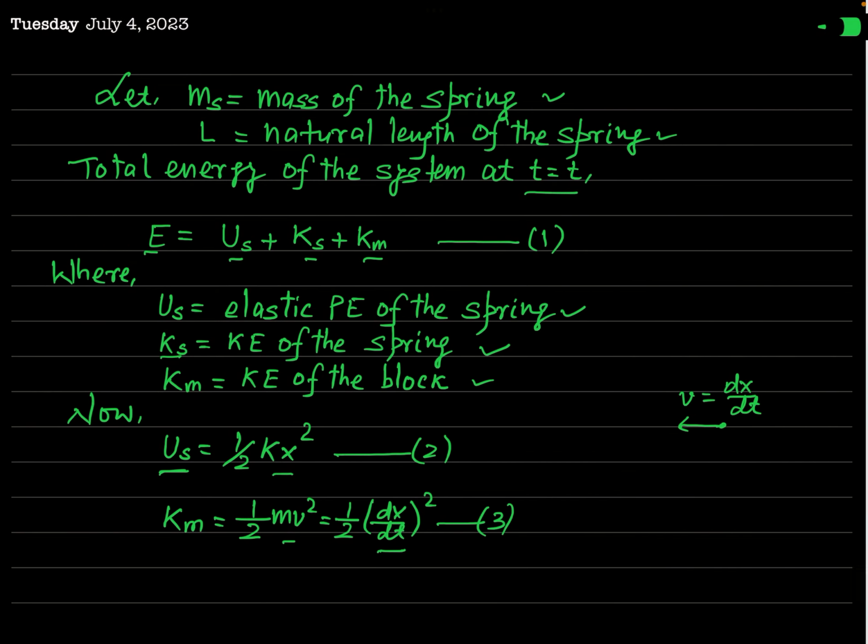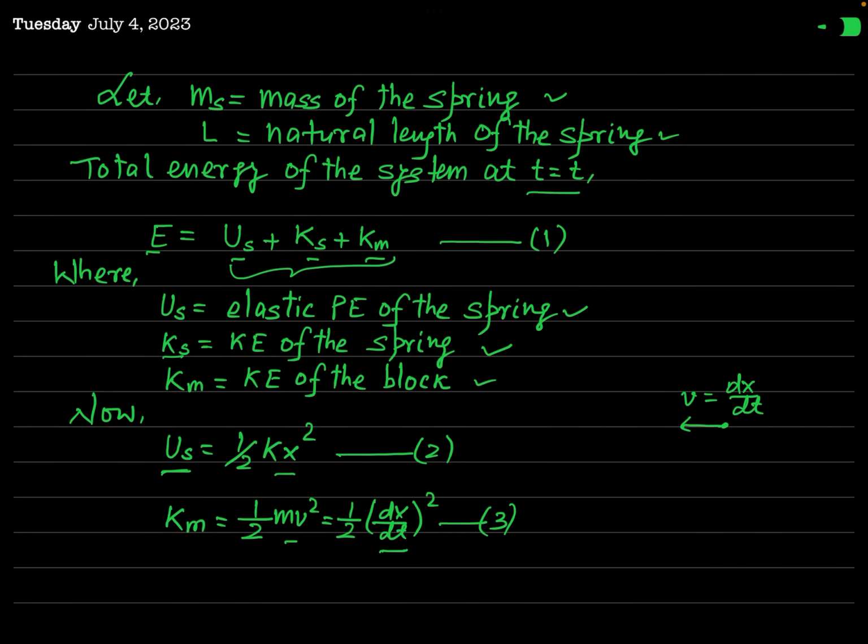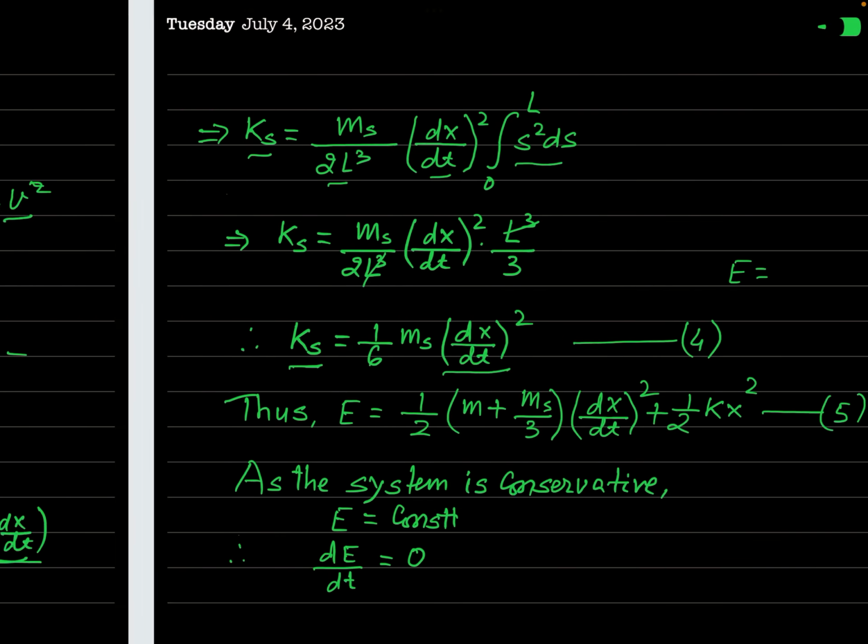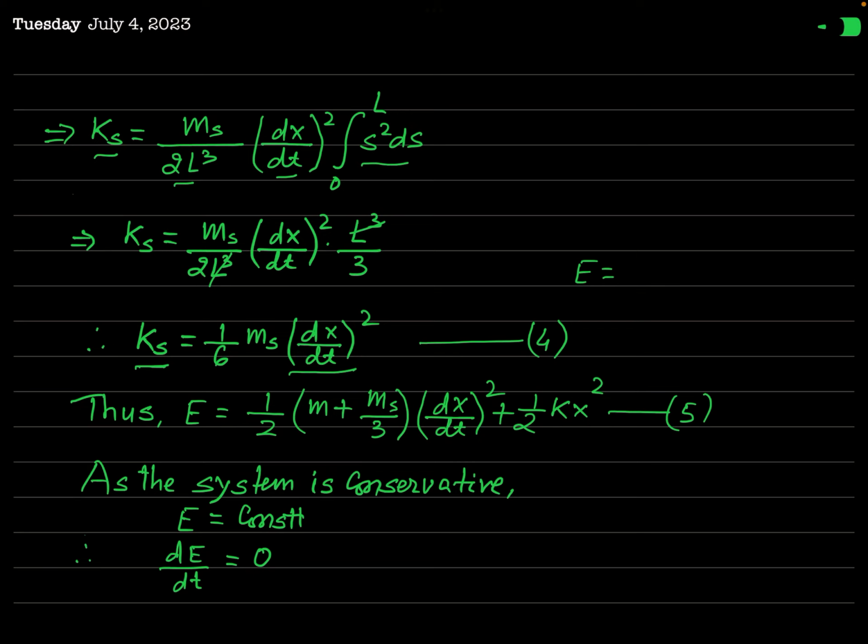As you can see, total energy is the sum of these three energies, and the values of these three energies I have just written here. This is Us, this is Km, and you have obtained Ks. So substituting all these three values there, you can see that total energy will be equal to 1/2 (m + ms/3) (dx/dt)² + 1/2 kx². This is the total energy of this spring mass system at time t. Okay, this is a function of time.